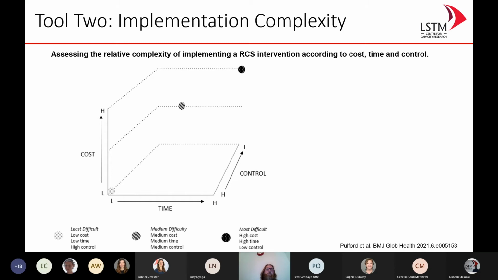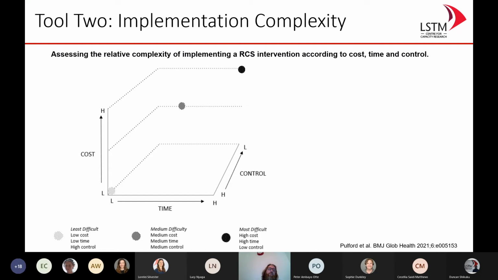A second tool speaks to complexity, the difficulty of actually implementing what it is you're proposing to do. And this tool is kind of a 3-dimensional graphic, if you like. The first dimension, cost, is where you can rate the anticipated cost of your intervention from low to high. Is it going to cost a lot or a little or somewhere in between? The second dimension is time. Will you be able to complete your intervention and see some impact from it in a short amount of time, or will it take a long amount of time to implement and see outcomes or impact?